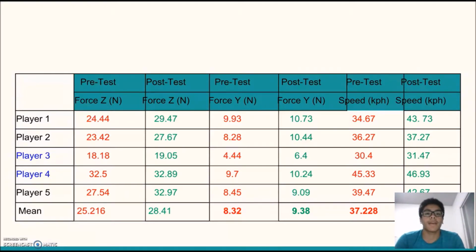So why does this happen? As I mentioned earlier, grip strength is important because I can say that player 5, what could have happened was that he was just simply pushing the ball. There was no flick of the wrist, and player 4 could have had the flick of the wrist associated with the follow-through phase.